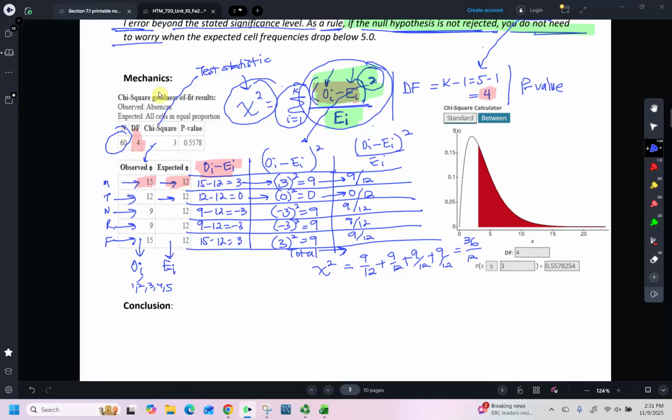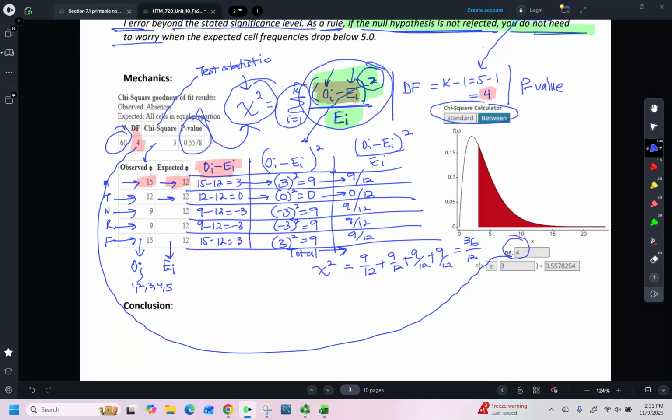Then the final step will be to get the corresponding value using the chi-square distribution. So I've pulled up the chi-square calculator in StatCrunch. I have supplied the degree of freedom. I've also supplied the chi-square value here, and this is my 3 here.